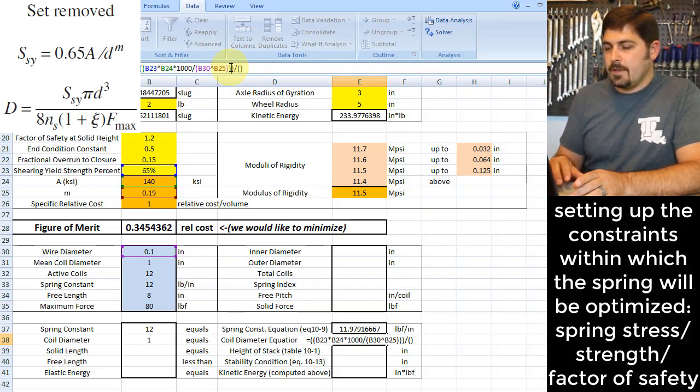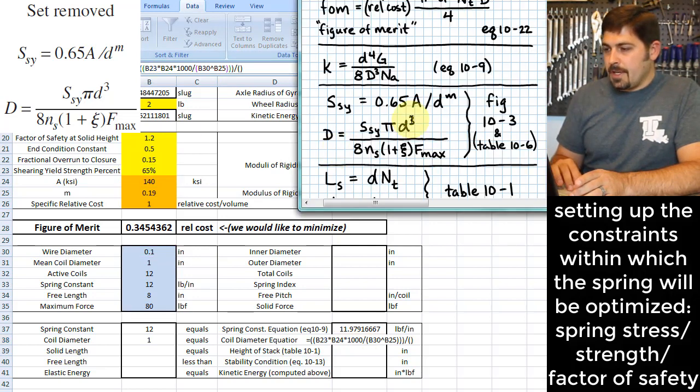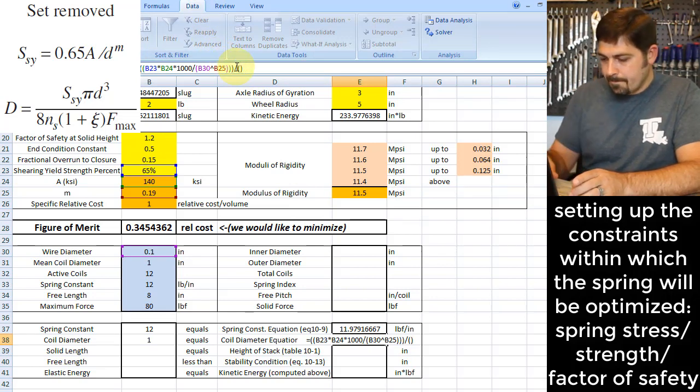What's next in this equation, after putting in the strength, so basically I put in all of this stuff just now, is that I have to put in a pi and a d cubed.